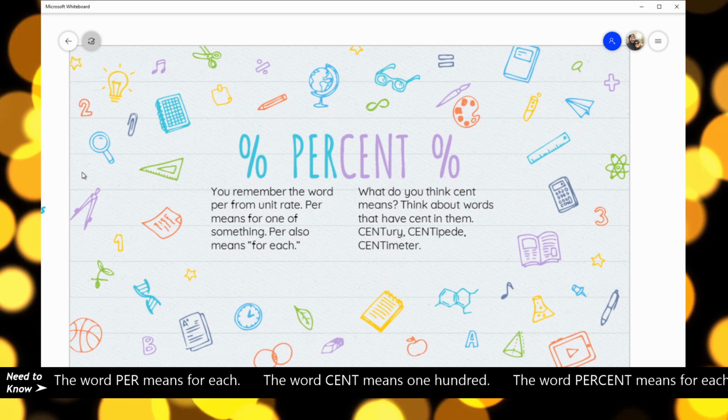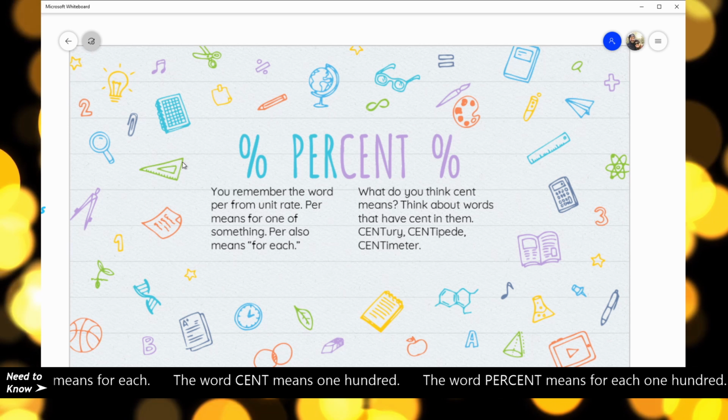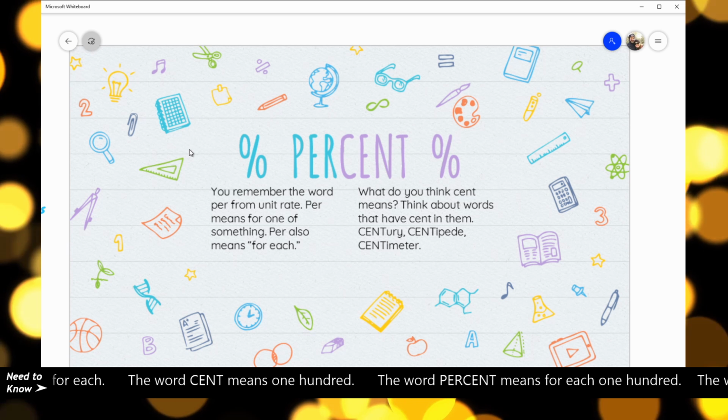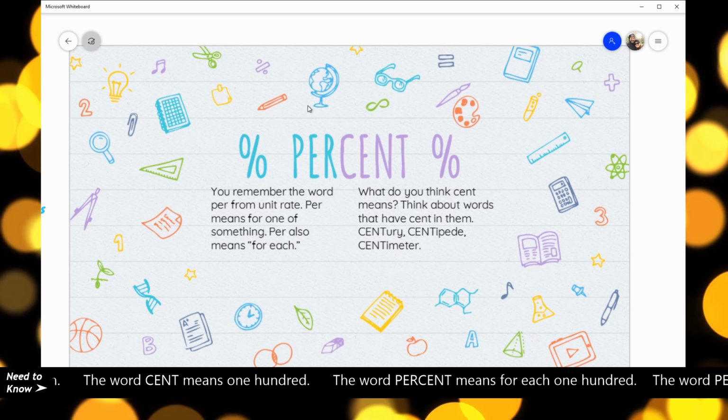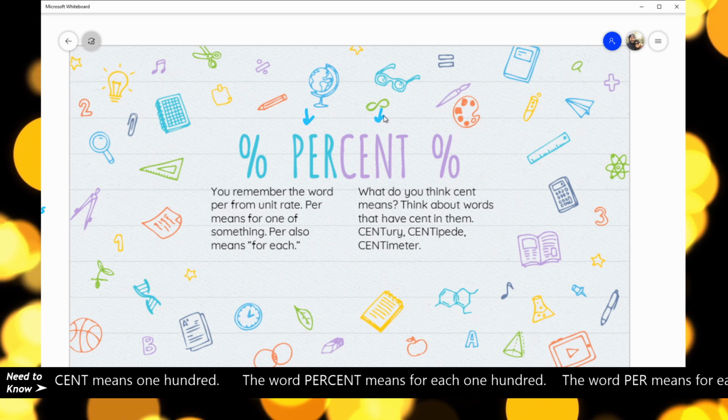Now let's talk about the word percent. So this is the concept we're going to be focusing on in this chapter. I know you've heard the word percent before, but let's really take a look at what the word means. So the word percent is made up of two parts, the word per and the word cent.